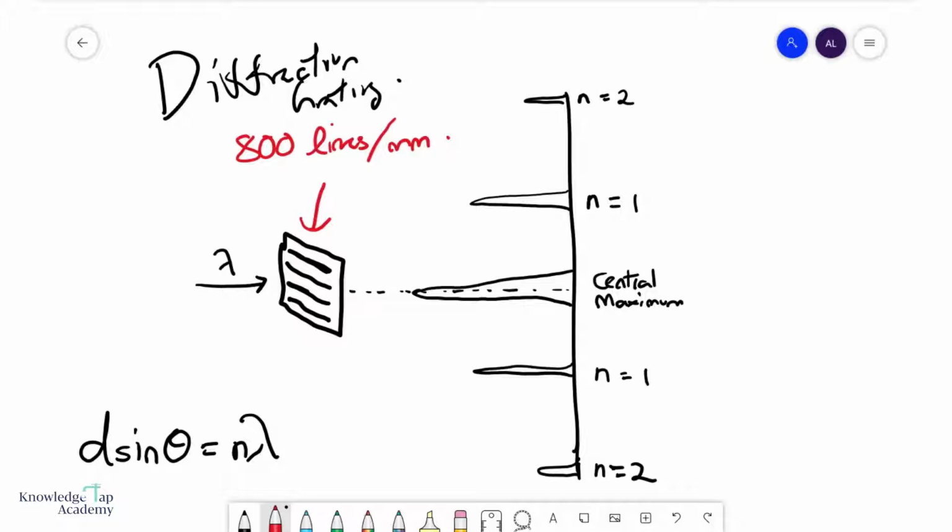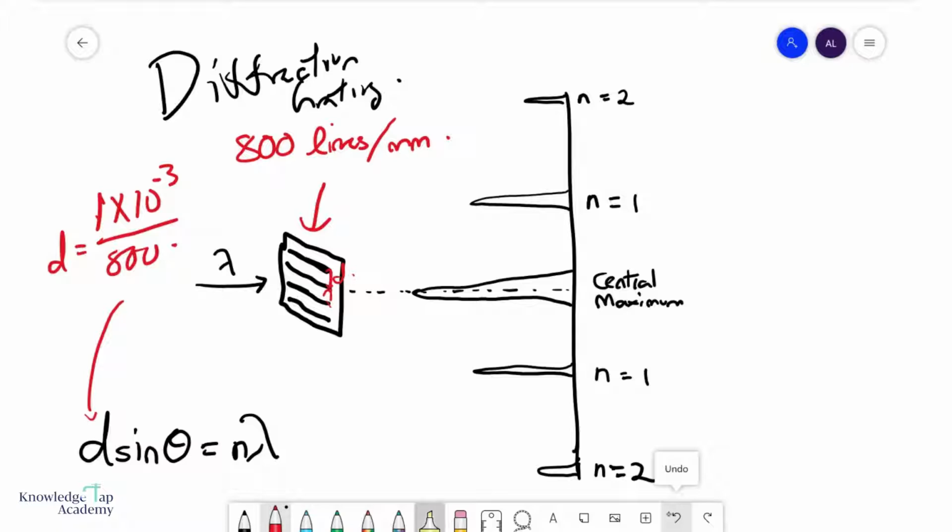The first thing that we need to do is figure out what d is. d is the average slit separation, and so we are looking at this average distance here between the slits. For example, d will simply be, in this case, the unit length, which is of course 1 millimeter, divided by 800. So that's how you find d.